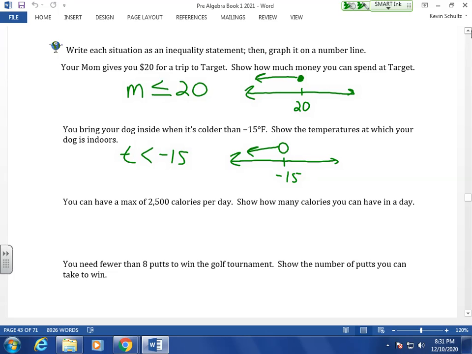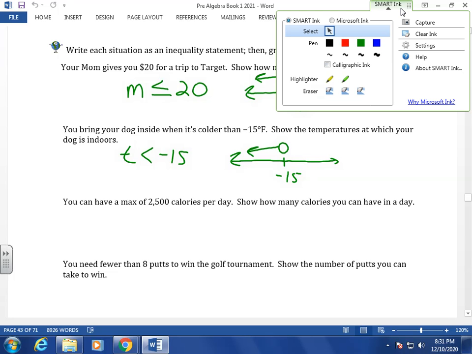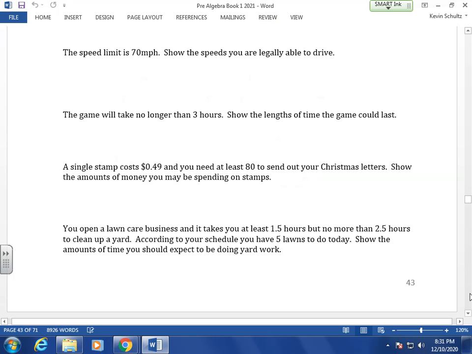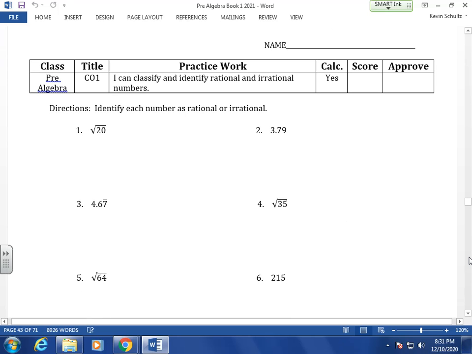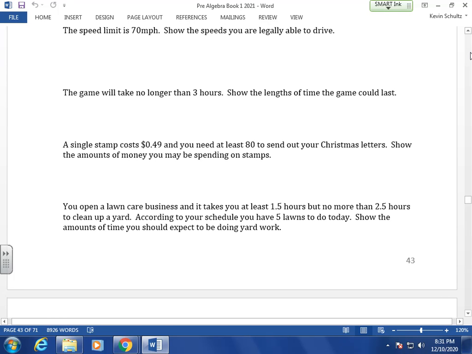On the second section, you are writing it as an inequality statement and then graphing it. Does that wrap up the lesson? Yep, and it also wraps up the unit, and it even wraps up the binder. Look at that, your next page is practice work for CO1. Here's all your practice work for the first 3 units, which means that when you return from break in 2021, there will be a brand new, shiny, put together binder for you with units 4 through 6.